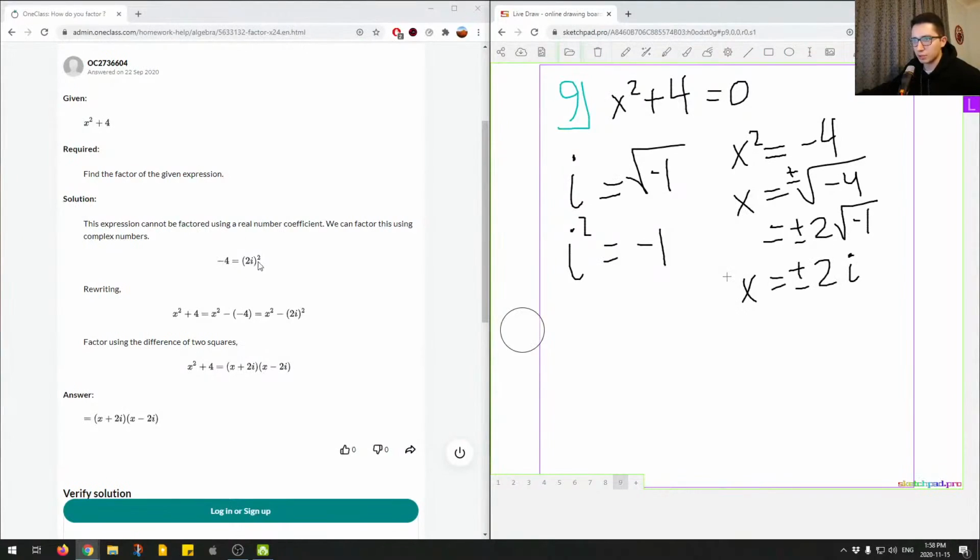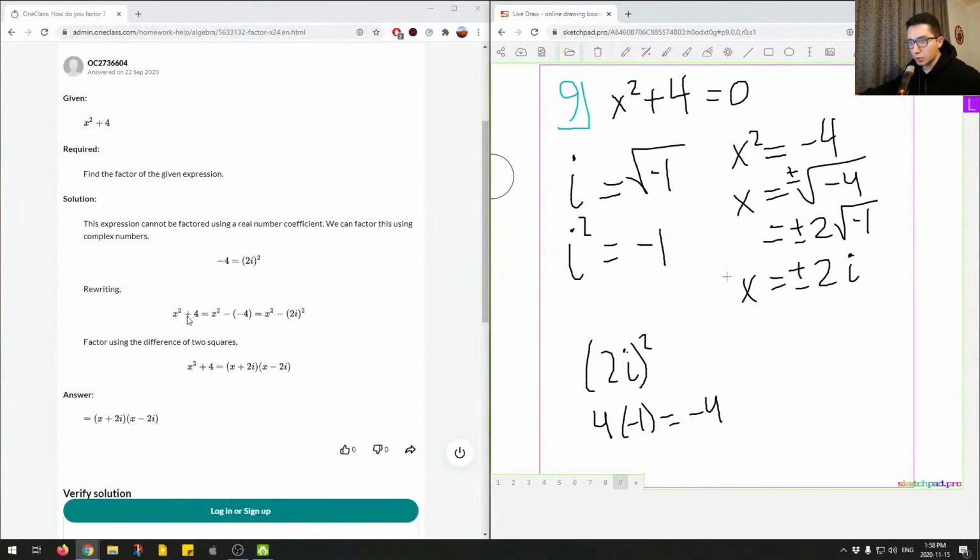So that's how we get to this point. Essentially they're just defining here that negative 4 is 2i squared. But when you look at this, you can just think, okay, i is the square root of negative 1. 2 squared is 4. So I'll just write that down here. 2i squared. So 2 squared is 4. The square root of negative 1 squared is just times negative 1. And you end up with negative 4. That's why they're claiming this expression.